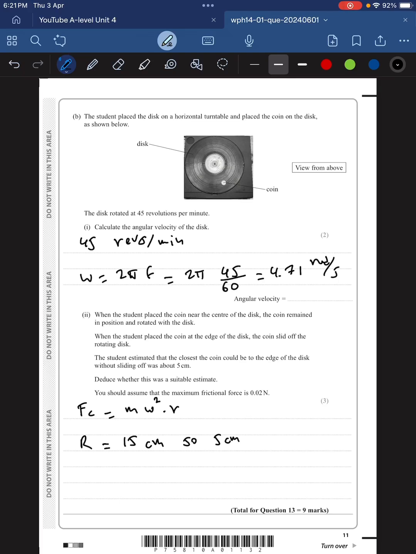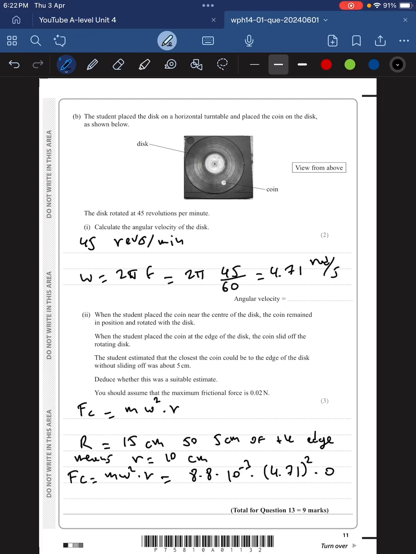So 5 centimeters off the edge means r is 10 centimeters, right? Since Fc is m omega squared times r, and we assume the maximum frictional force is 0.02 newtons. So let's plug in. The mass is 8.8 times 10 to the negative 3 kilograms. Omega is 4.71, calculated earlier, and r is 10 centimeters, so 0.1 meters. If we plug in, we get 0.019 newtons.